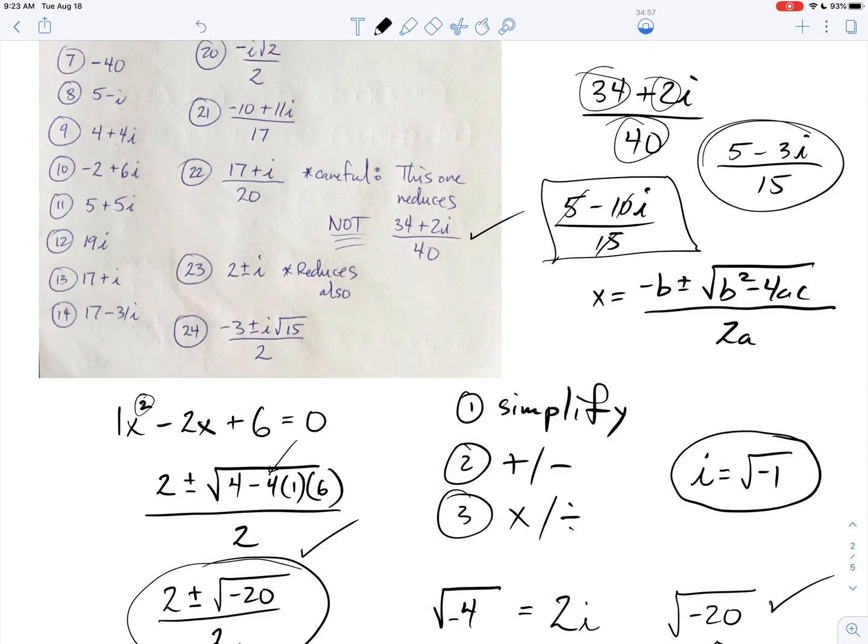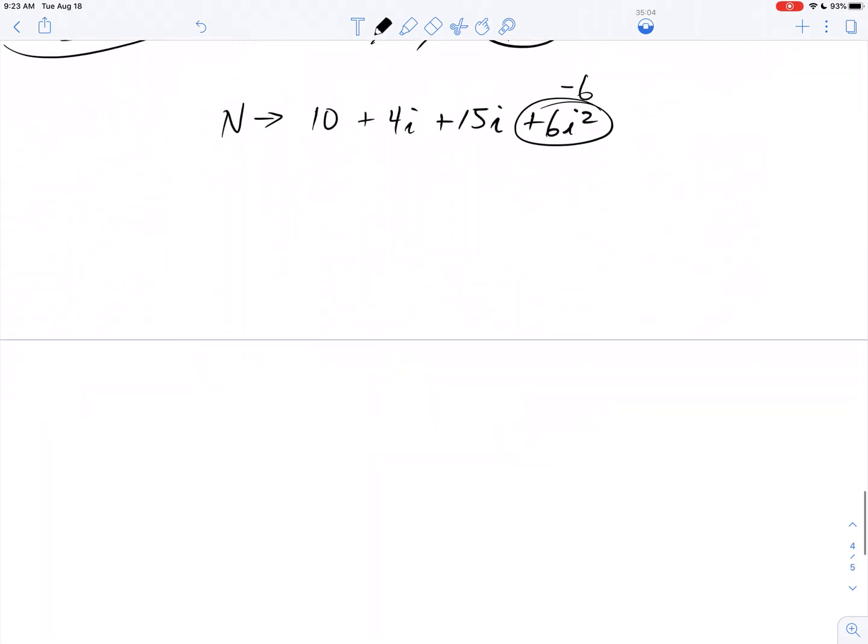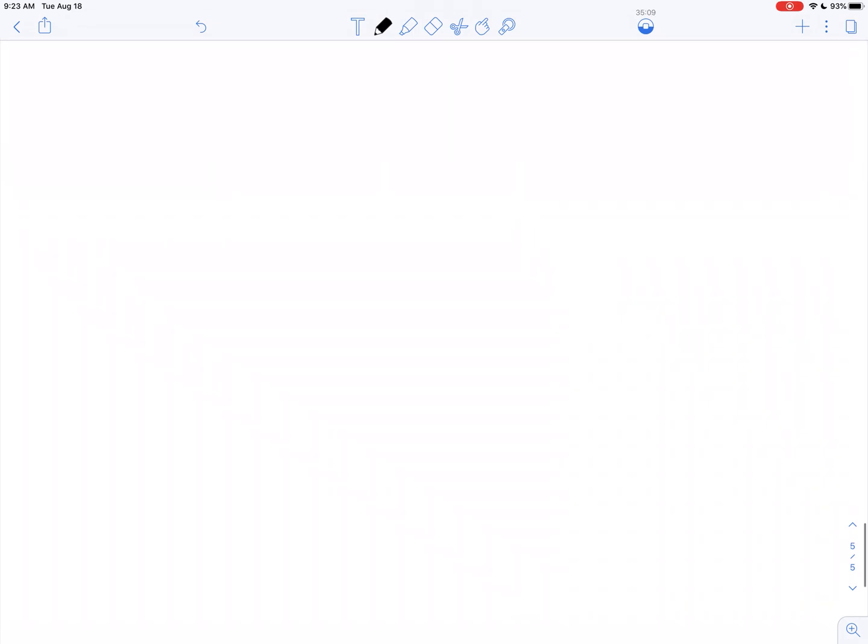Then I could reduce. That's how you reduce complex numbers if you see that happen to you. You're going to see that happen to you sometimes when you do division. So let's do another division example. How about 1 minus 2i divided by 7 minus 3i?